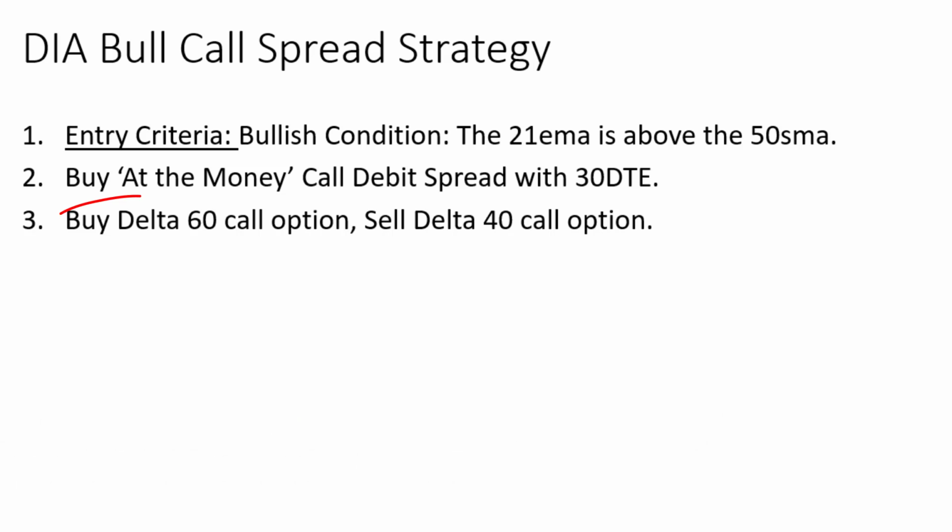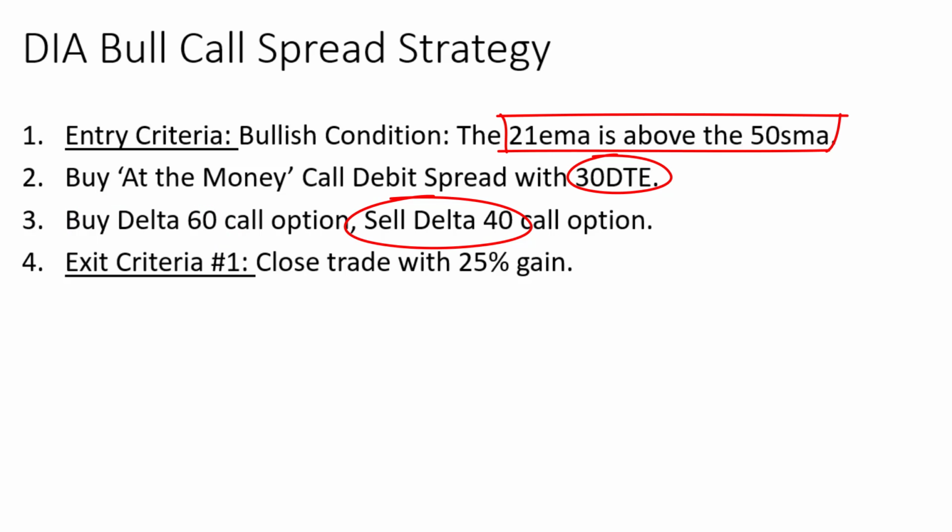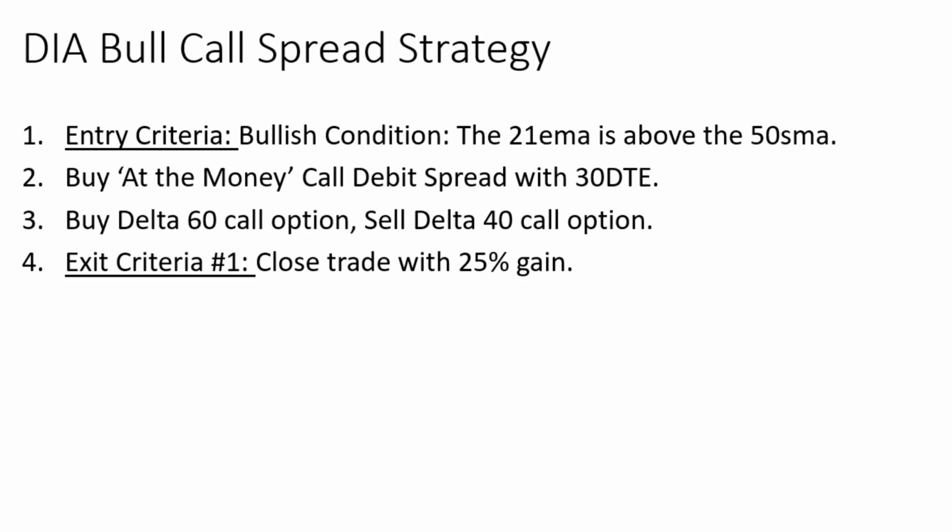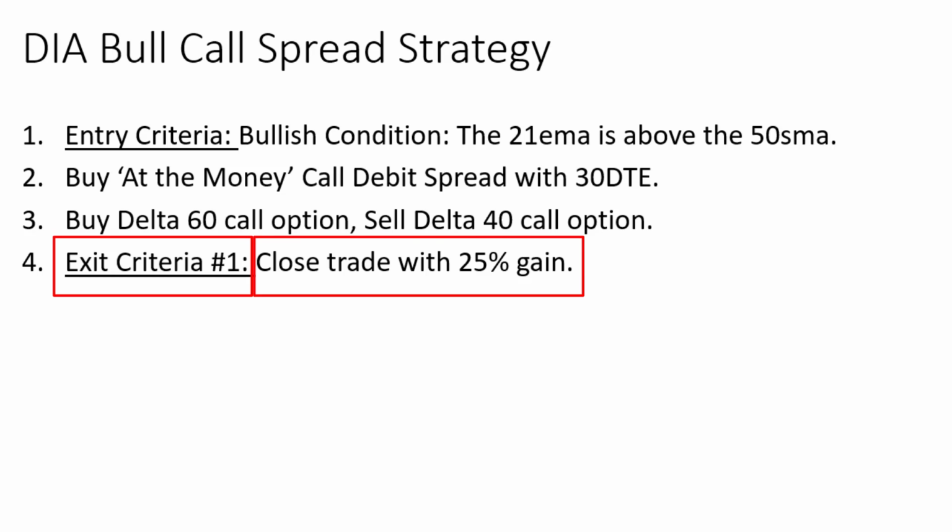So we're going to be buying an in the money call and selling an out of the money call with about 30 days to expiration, as long as the 21 EMA is above the 50 SMA. Once we're in the trade, there's two exit criteria. The first one is if we make 25% on our debit, then we will close the trade.